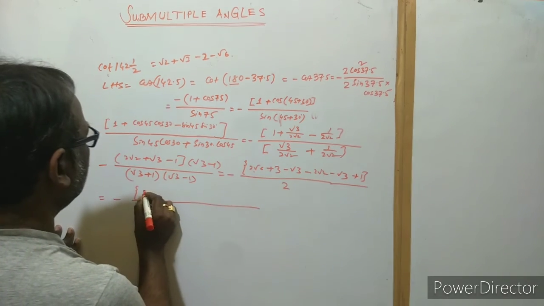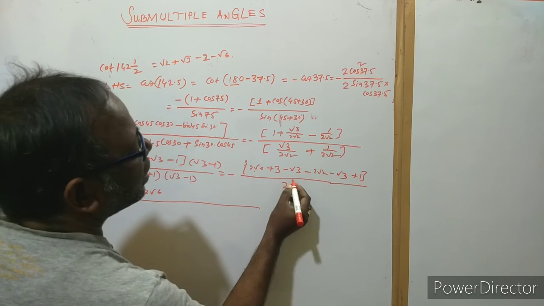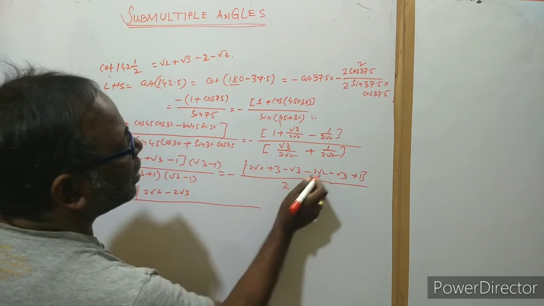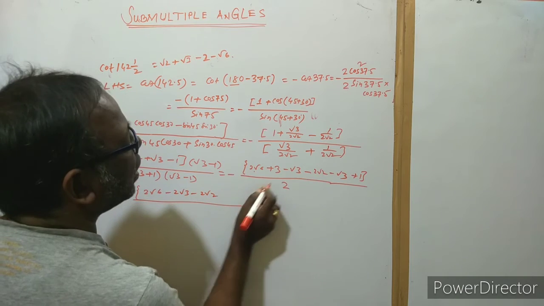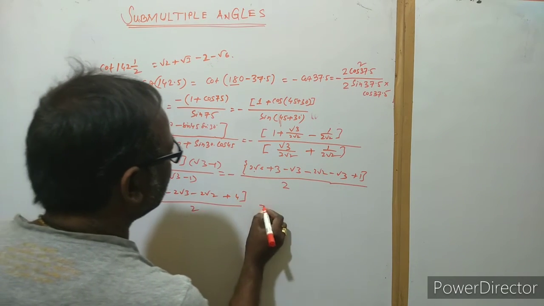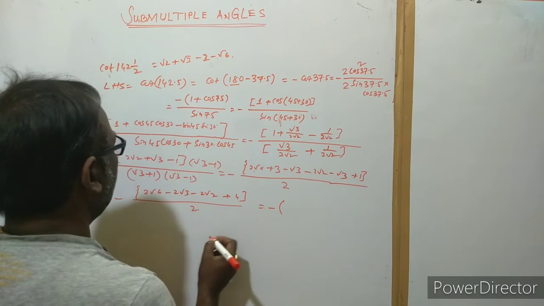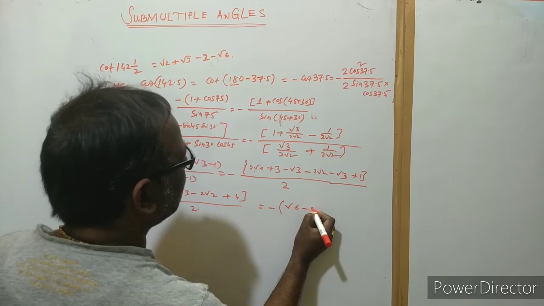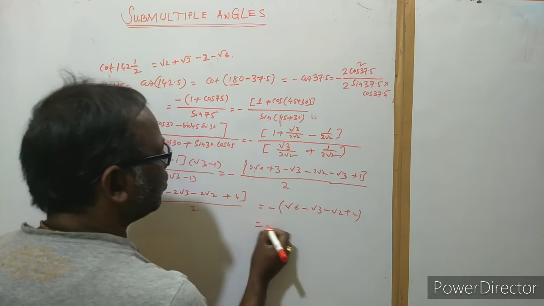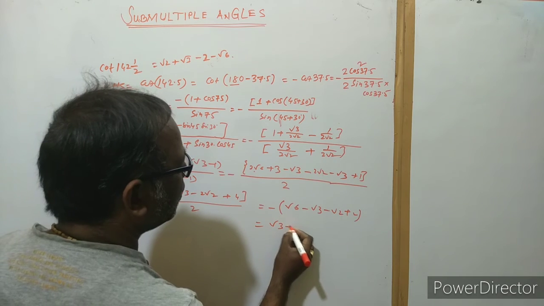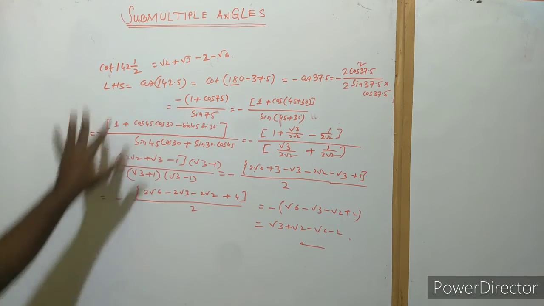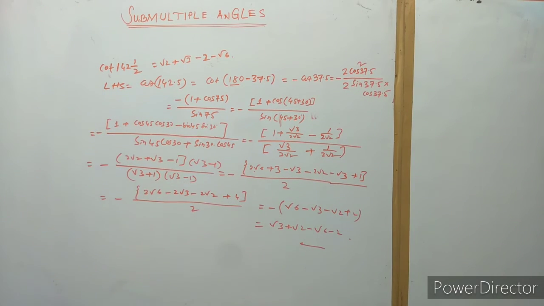2 root 6. And now this is 2 times root 3. This is 2 root 2. And 3 plus, okay, 4 by 2. This is minus root 6, root 3, root 2 plus 2. We multiply this, then we get root 3 plus root 2, root 6 minus 2. Okay, see the solution. Very interesting question.